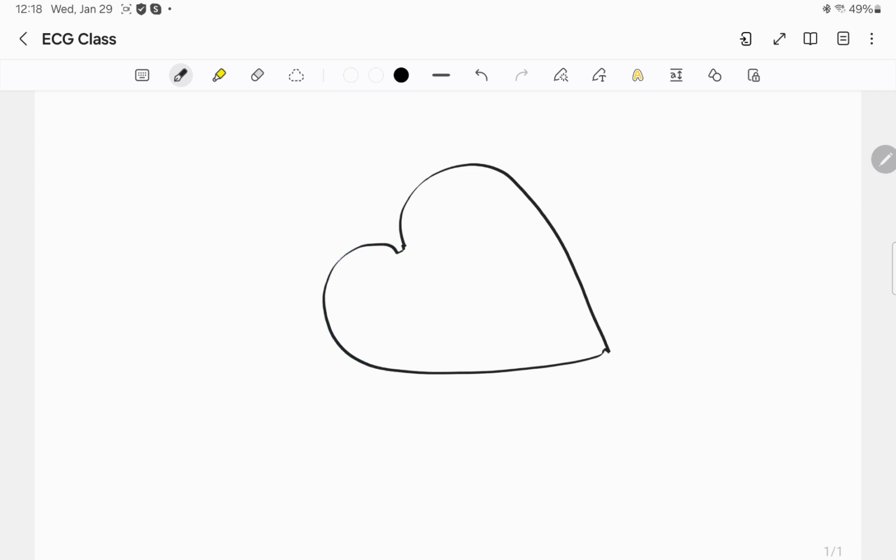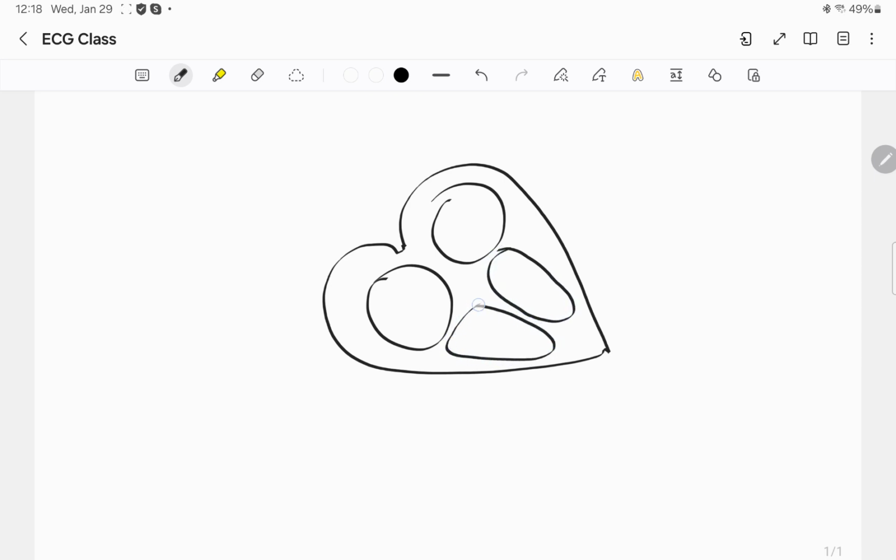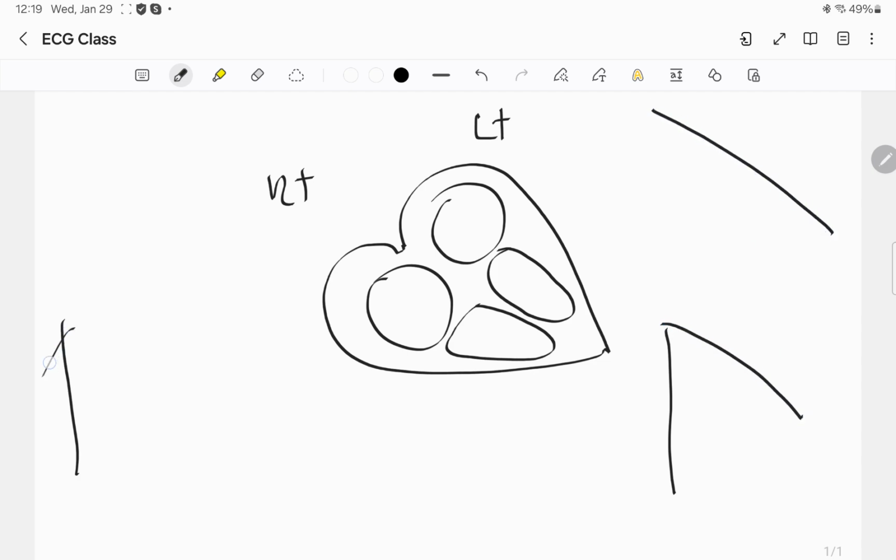Great. And the heart, as we know, well, let me not say as we know, the heart has 4 chambers, right? So this is the left, this is the right, and we're imagining this is inside a patient's chest. All right, so that's for some orientation.